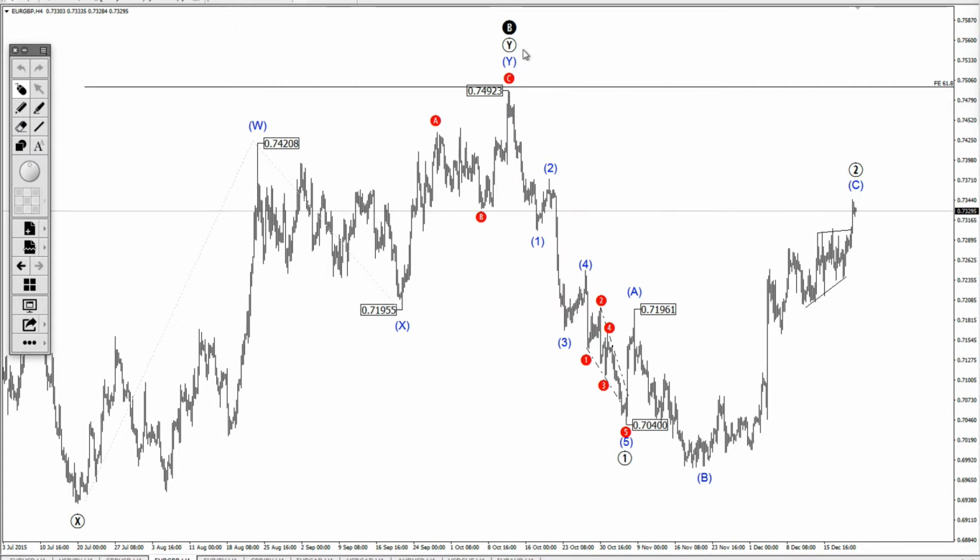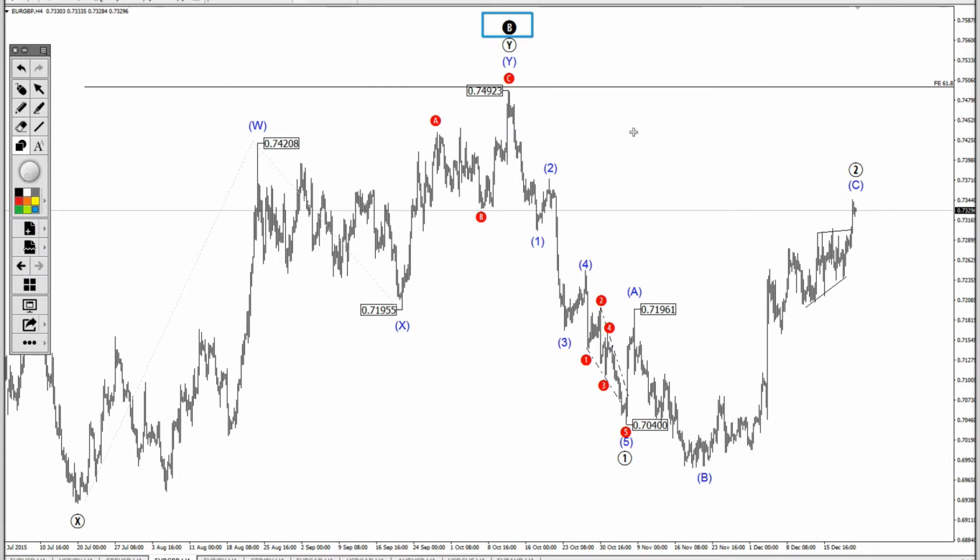So I have labeled intermediate wave B has ended on the peak of 0.7492, and the price action right now might be proposing that we are still forming this intermediate wave B correction. So this is what I was meaning on Euro USD when I was saying that we might be forming even one larger degree correction still.